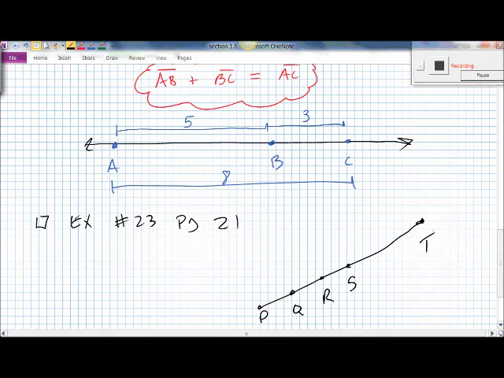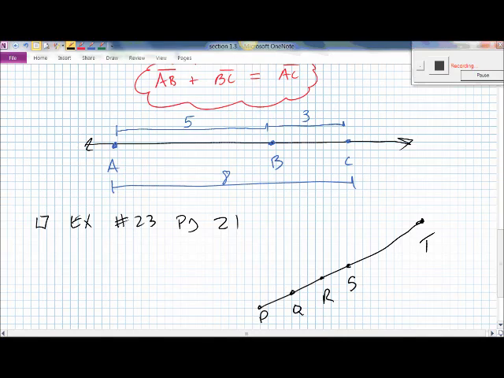All right, here's what it says. It says page 21, right? Example number 23 on page 21. Can someone give me some useful information about what they see on page 21, number 23, please? How can I label my diagram here? Yeah, they're all collinear. Very good. What else can I know?